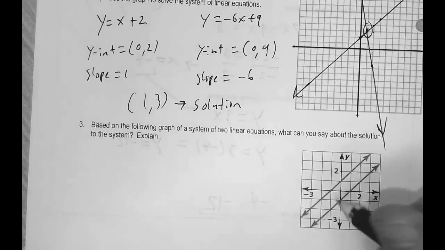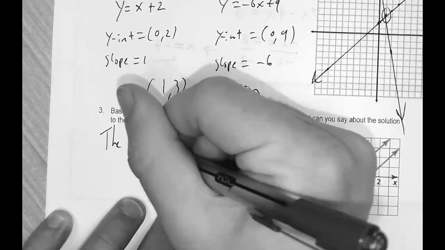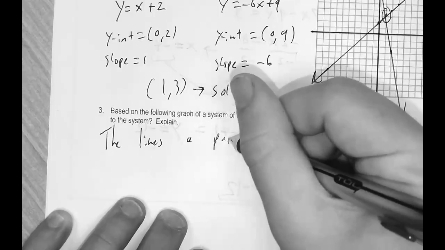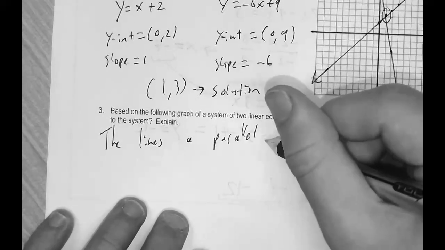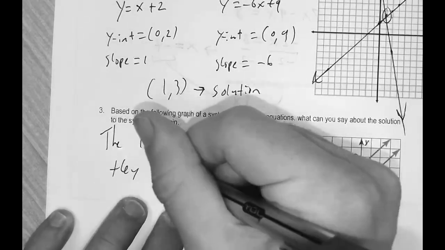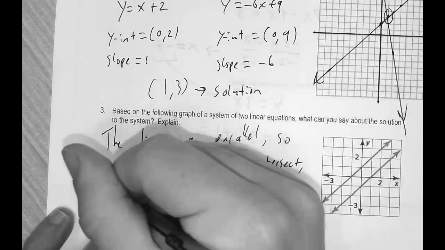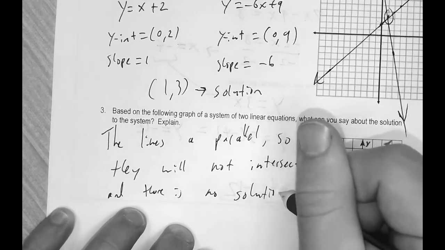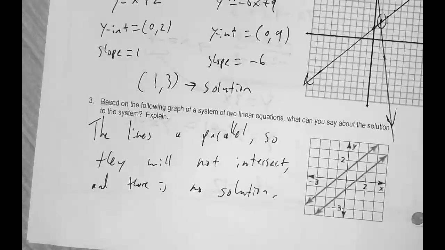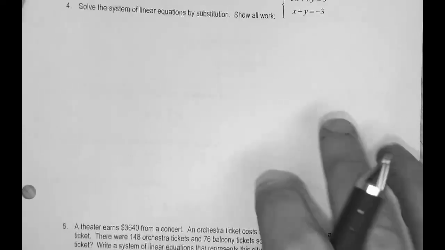So we're looking at this, the lines are parallel. What does that mean? So remember, that the solutions happen when they intersect. So if they're parallel, they will never intersect. The lines are parallel, so they will not intersect, and there is no solution. Okay, so if 2 lines have the same slope, there will be no solution. Okay, all right. So we got a substitution question next.